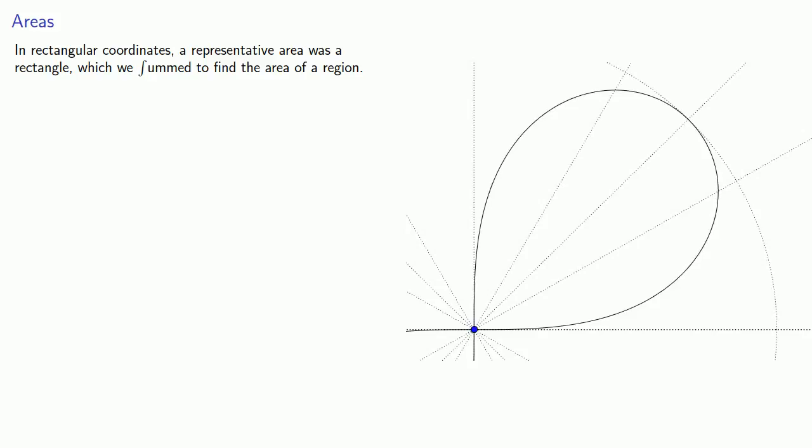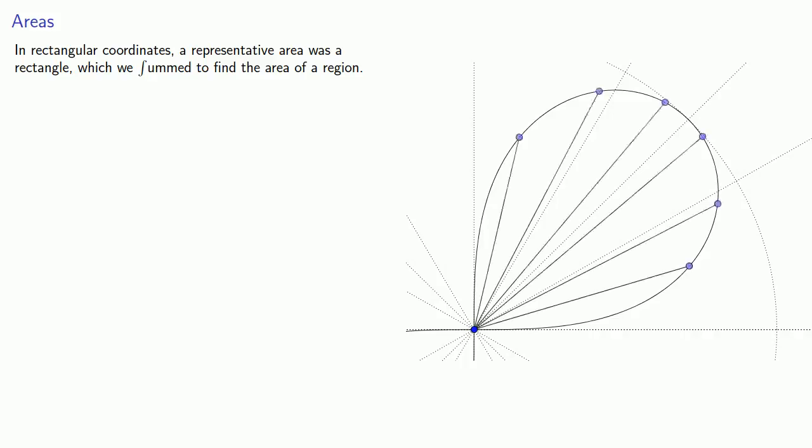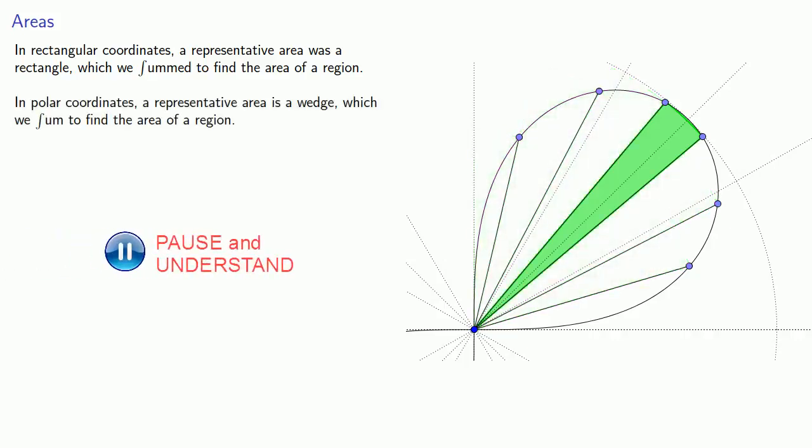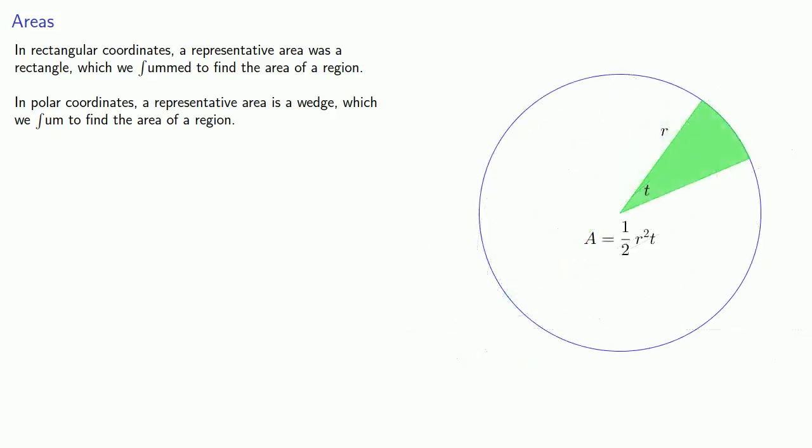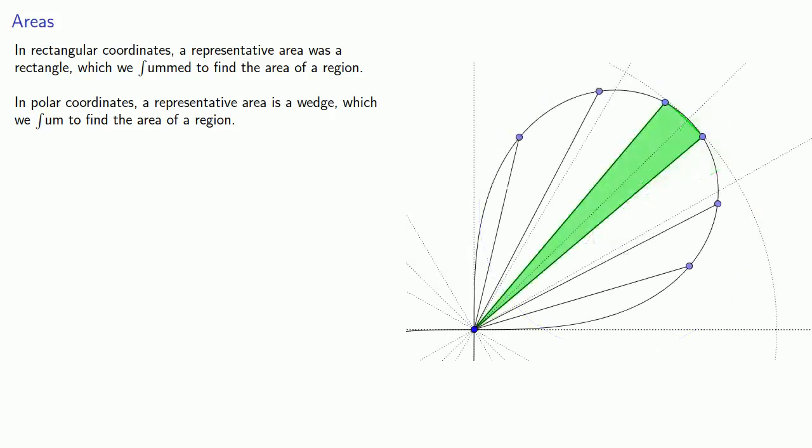We'll do the same thing. We'll partition our region into a number of subregions, but this time a representative area is a wedge. Now these areas are actually circular sectors, and so we know from geometry that the area of a circular sector with radius r and central angle t is going to be 1/2 r squared t. Since these wedges have a very small central angle d theta, the area of a representative wedge will be 1/2 r squared d theta.